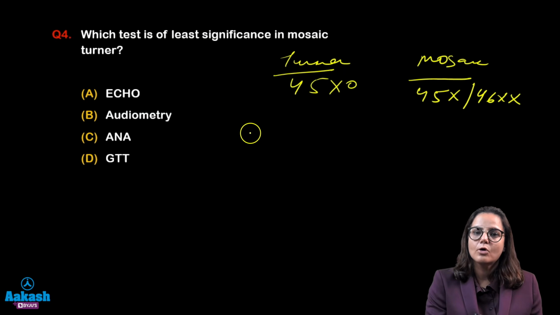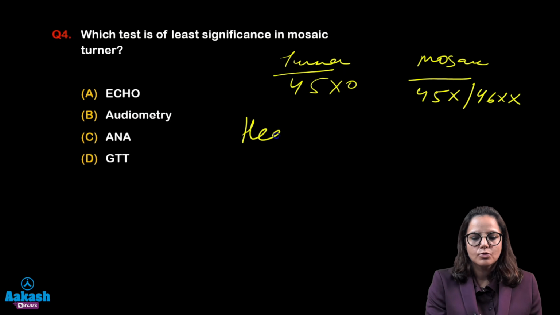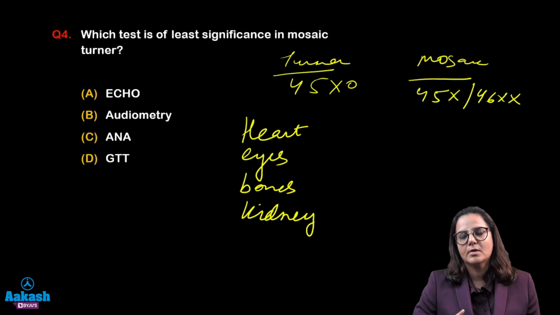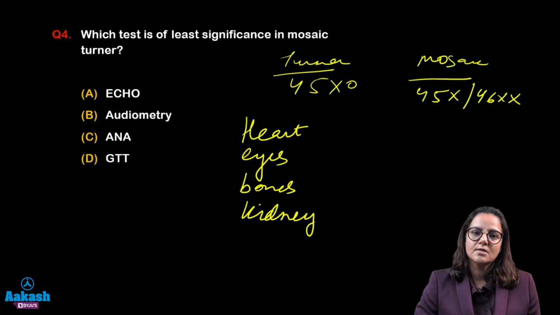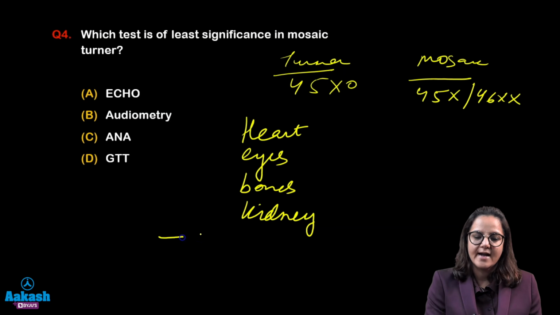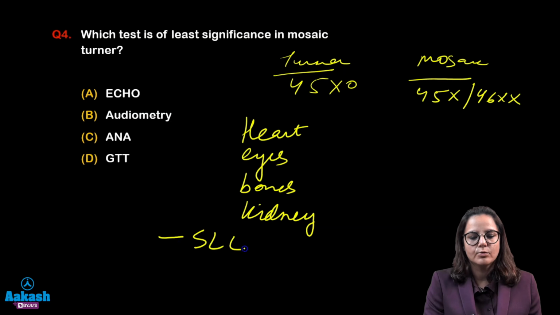Now, what all organs are affected in the Turner syndrome? So the heart is affected, eyes, bones, and kidney. These are the main things which are affected. Is Turner syndrome an autoimmune disease? No. Turner syndrome is not an autoimmune disease, but there can be a chromosomal mutation in it and it can at times be linked with systemic lupus erythematosus, but it is not always linked with that. Now let's go through the options.